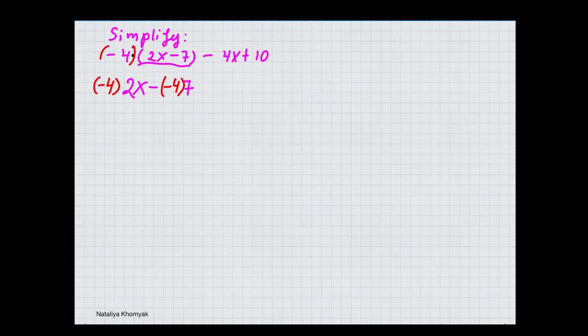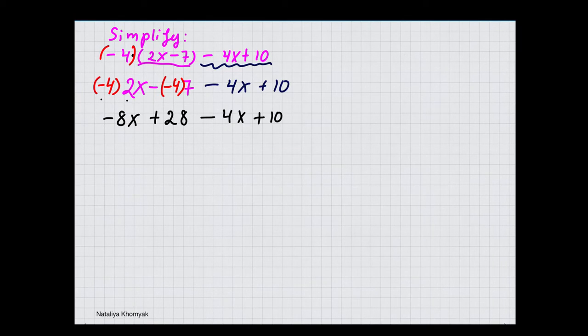And everything else that was not inside of the parentheses, I'm going to copy as is. So negative 4x plus 10. And now we just simplify. So we have negative 4 times 2, negative 8x. Negative times negative plus 4 times 7, 28 minus 4x plus 10. Now we need to combine like terms. So we have x and x.